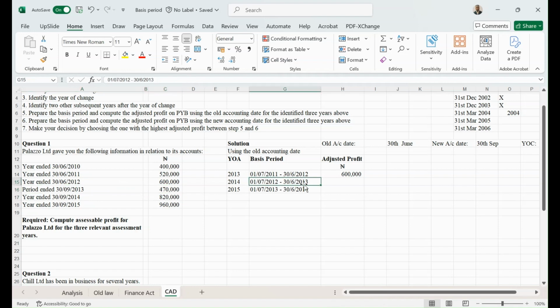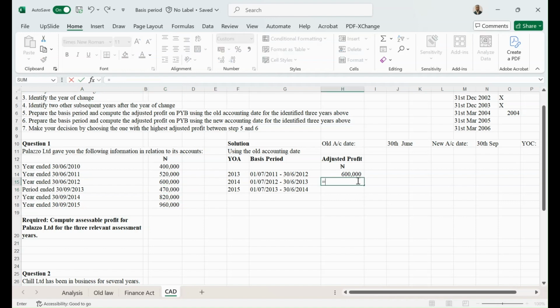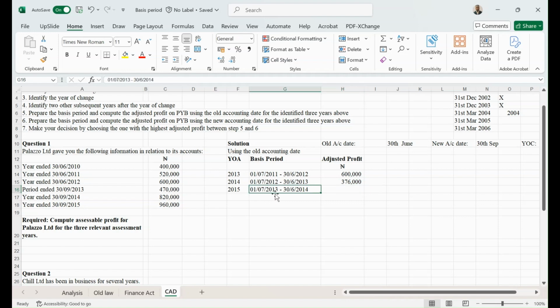While what I'm looking for is a 12-month period. So I have a 12-month period inside a 15-month period, and assuming the profits were earned evenly, my answer is 12 over 15 multiplied by the 470,000. So I have extracted it out. I have 376,000. Good.